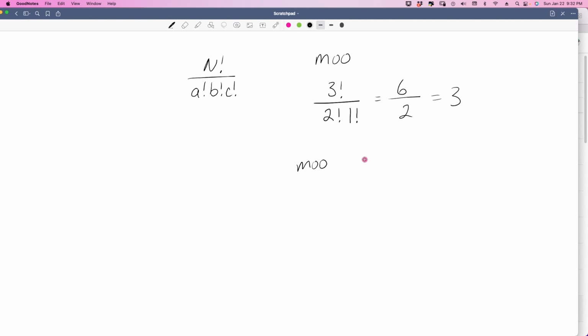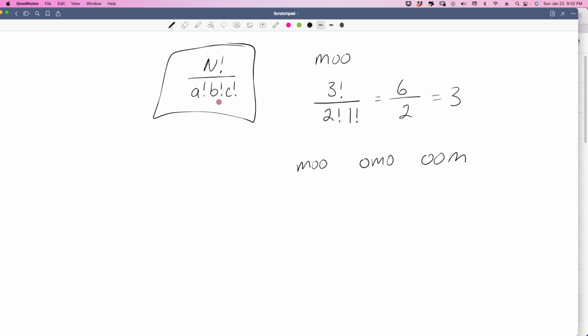MOO, OMO, and OOM. Those are our only distinguishable permutations given that 2 of the 3 characters were identical. That's all we can tell apart. And that is the number that we have.